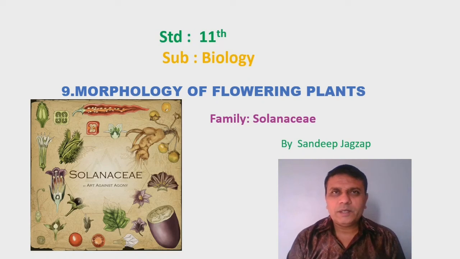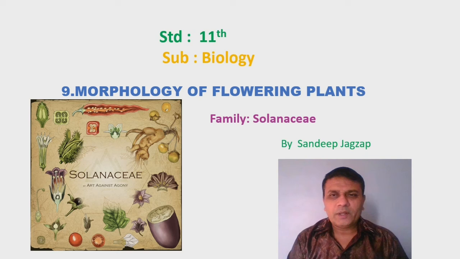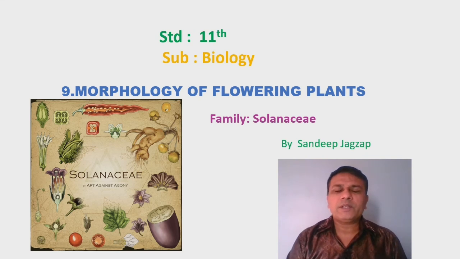Hello students, in our previous session of chapter number 9, that is morphology of flowering plants, we have learned regarding the topics. The first one was types of inflorescence. Inflorescence means the arrangement of flowers on a specialized branch called the peduncle. And inflorescence are of two main types, that is racemose inflorescence and cymose inflorescence.